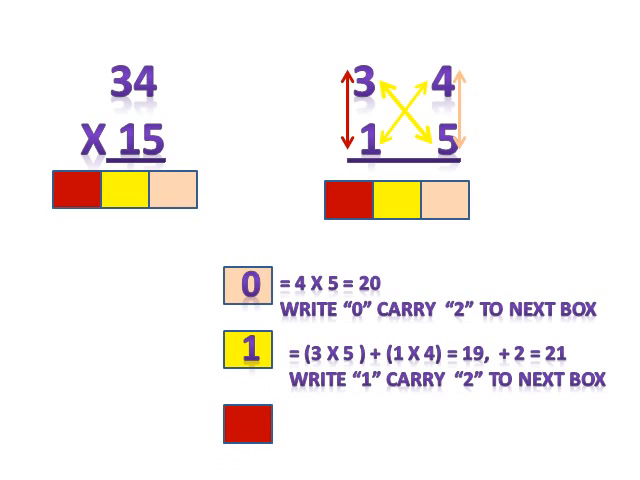Alright, so what's up for the last box? The last box would be to multiply the tens digits. So you have 3 times 1, that's equal to 3, and remember you carried 2 for this box, so now 3 plus 2 equals 5. So you write 5. Therefore the answer for 34 times 15 would be 510.